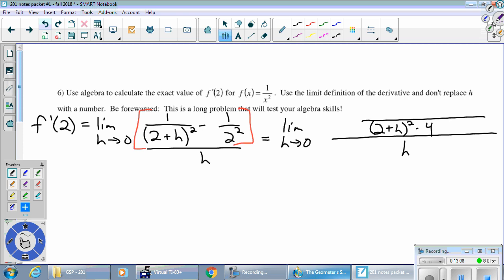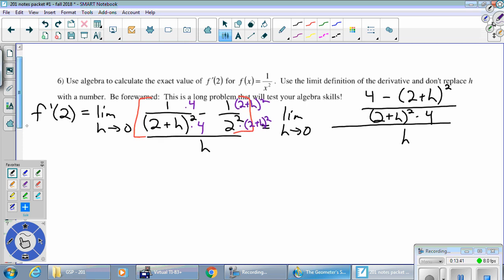Okay, that is the lowest common denominator. This first fraction, we're going to multiply by a 4 on the bottom and therefore a 4 on the top. And the second fraction, we're going to multiply by a (2 plus h) squared on the bottom and therefore a (2 plus h) squared on the top. So that gives me 4 minus (2 plus h) squared, putting those fractions together into 1. So take your time with that. Make sure you're comfortable with the algebra of fractions, lowest common denominator in this case.